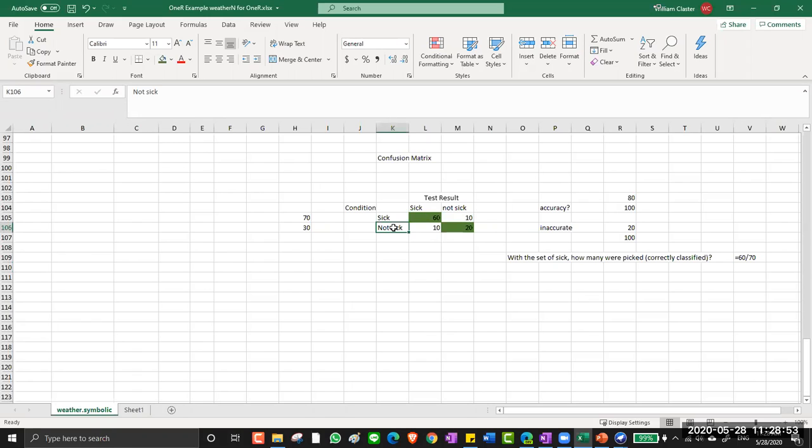For example, what about this? From the people that were not sick, it made some errors, right? How much error did it make for the people that were not sick? 10 out of 30, right? But that's not so important, right? In other words, what does that mean? Suppose that happens to you. You're actually not sick, and the test says you're sick. Which case would you rather be in?